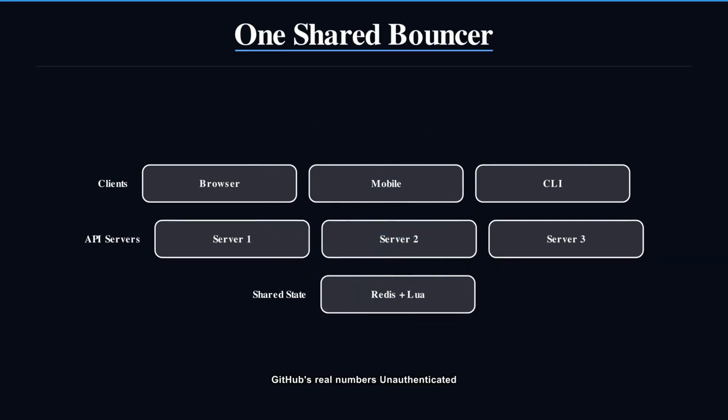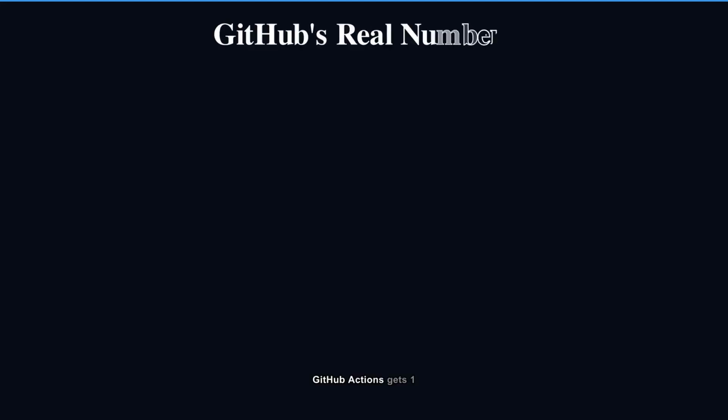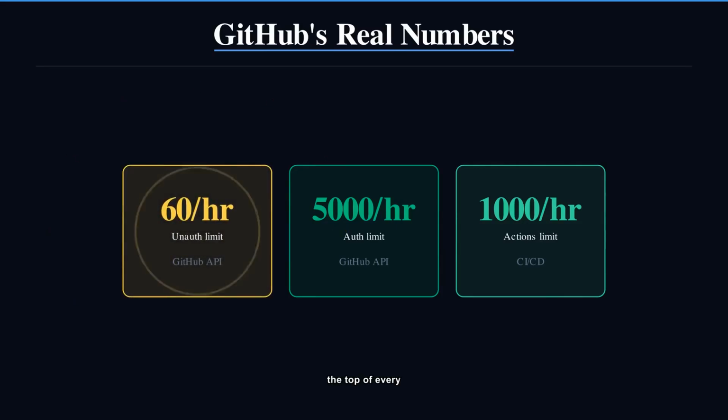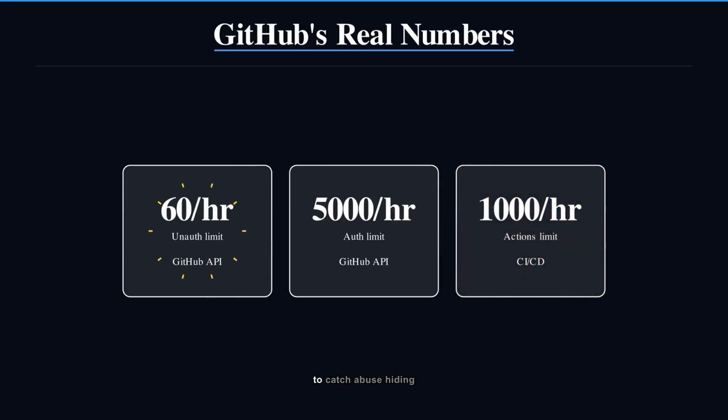GitHub's real numbers. Unauthenticated requests get 60 an hour. Authenticate and you jump to 5,000. GitHub Actions gets 1,000. They use fixed window counters reset at the top of every UTC hour, plus secondary limits like 80 content creating requests a minute to catch abuse hiding under the cap.